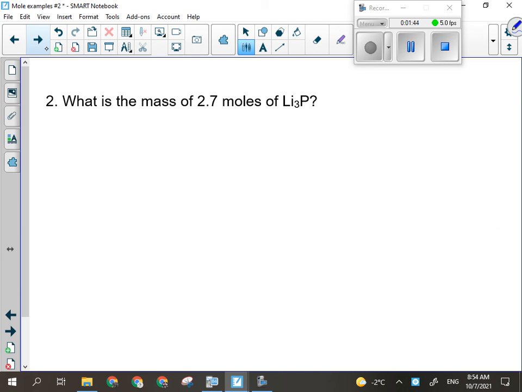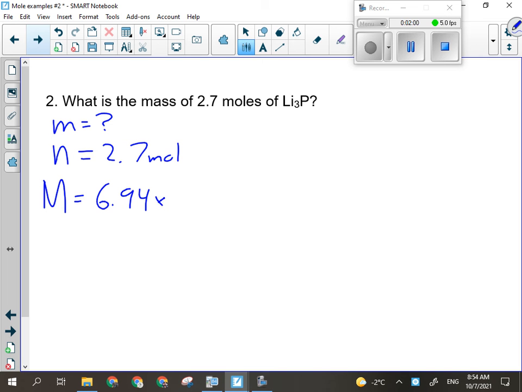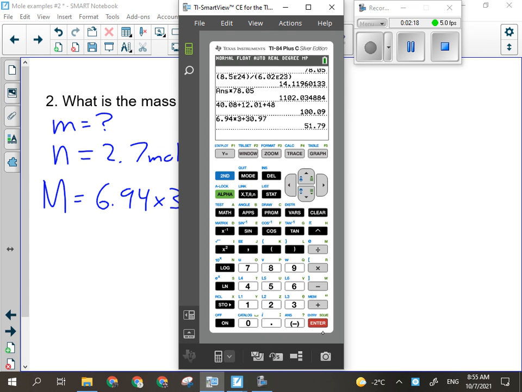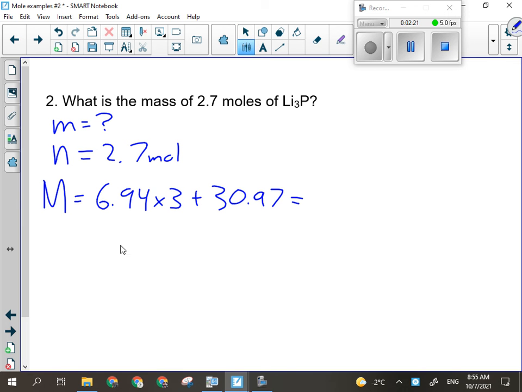All right, in number 2, they're asking us what is the mass. So we're looking for little m. They tell us n, number of moles, 2.7, and they tell me that it's lithium phosphide. So that'll be 6.94 times 3, because there's 3 lithiums, plus 1 phosphorus, which is 30.97. And that's 51.79 grams per mole.